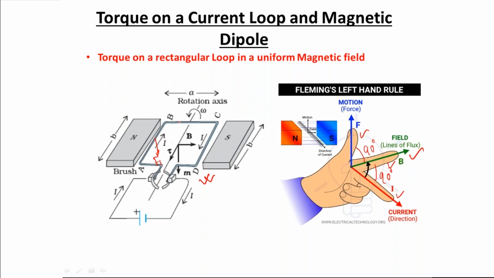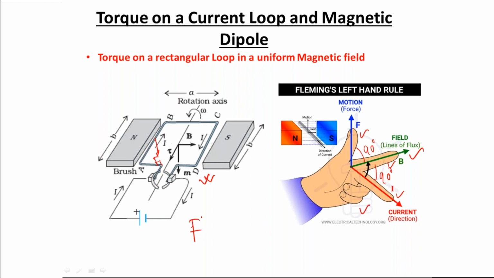At the same time, if you apply it for all the arms, like BC, CD, AD, anyway, BC and AD, you will see they are parallel to the magnetic field. So the force on BC and AD will be zero, because the current direction and the magnetic field direction are parallel or antiparallel, and then the force on the conducting wire will be zero. So force only on AB and CD will exist due to this uniform magnetic field and the current.